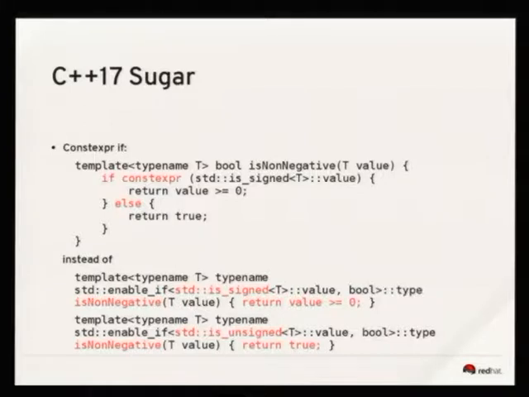To avoid that warning, because we want to be warning free, of course, what do we do? We do some even more heavy trickery on top of that with std::enable_if. So we have two functions. One is only enabled if the type is signed, and then we do the actual comparison against zero, and the other one is only enabled if it's an unsigned type, and then we always return true because it can't be negative.